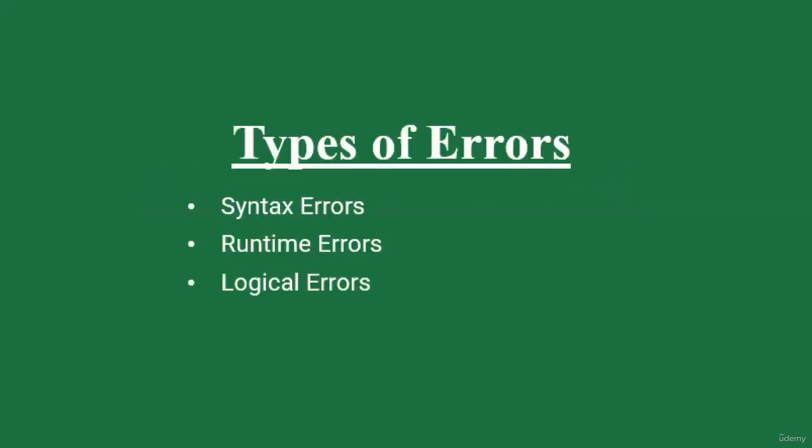There are three types of errors in VBA. We have the syntax error, which is detected by the VBA editor during code compilation. We have the runtime error, which occurs during code execution when unexpected conditions arise. And we have the logical errors. This is where no errors are displayed, but the code does not work as intended. So these are the three types of errors in VBA.